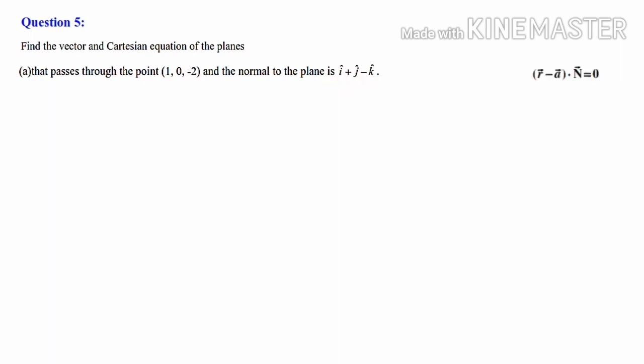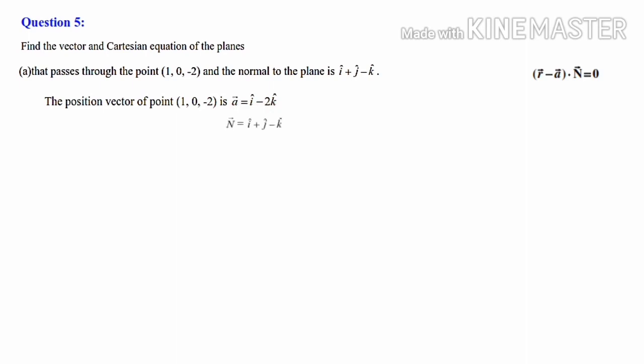The vector equation is vector r minus vector a dot vector n is equal to 0. Here vector r is the position vector of an arbitrary point. Vector a is the position vector of the given point and vector n is the normal vector. Here let's write the position vector of the point, that is 1, 0, minus 2. Here x coordinate is 1, y coordinate is 0 and z coordinate is minus 2. Since x coordinate is 1, we will write i cap. Y coordinate is 0, so there is no j cap, and here z coordinate is minus 2, so we will write minus 2 k cap. Here position vector, vector a is i cap minus 2 k cap.